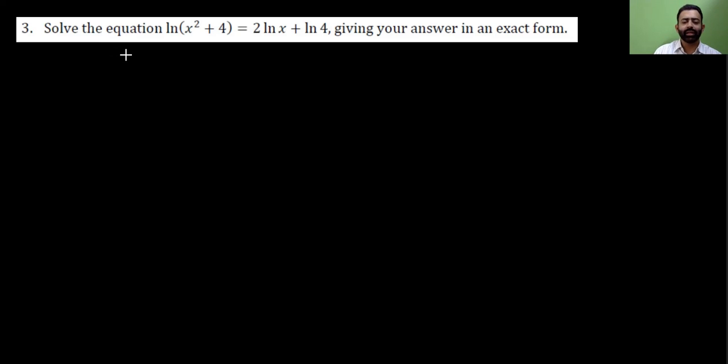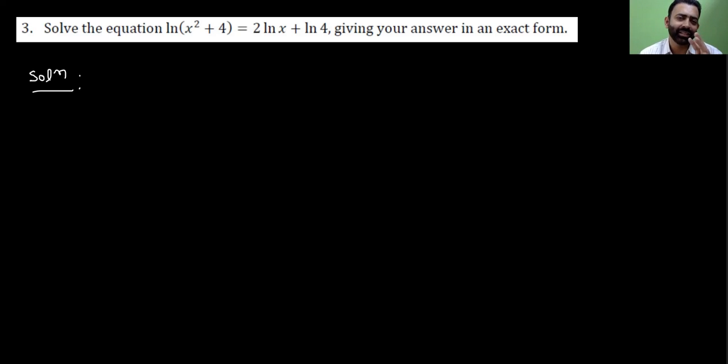Solve the equation ln(x square plus 4) is equal to 2 ln x plus ln 4. Solution. It involves some log properties, that log a plus log b is log ab, right? Log(a plus b) is not equal to log a plus log b. Okay, please do not get confused with the properties of logarithm.